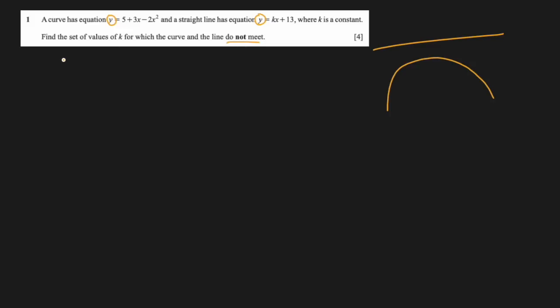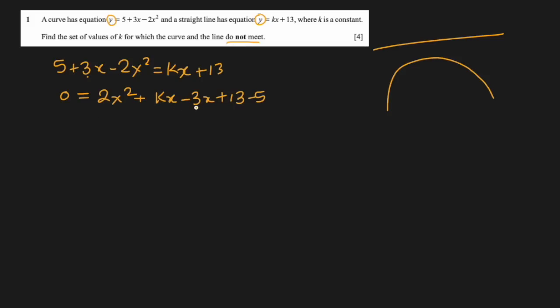That is 5 plus 3x minus 2x square should not be equal to kx plus 13. So what are those values of k for which this will not have any solution? So what will I do? I'll collect all the terms to one side. To make this minus 2 positive, I will take it to the right side. Then we have 3x and kx. So we will write kx already here, minus 3x will join it. And then we have 13 and minus 5.